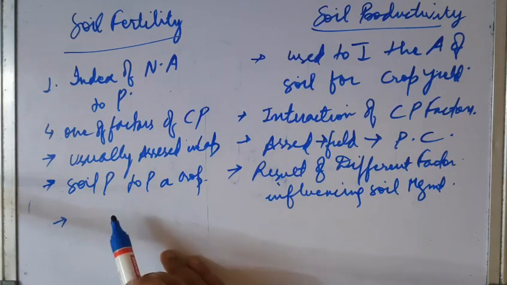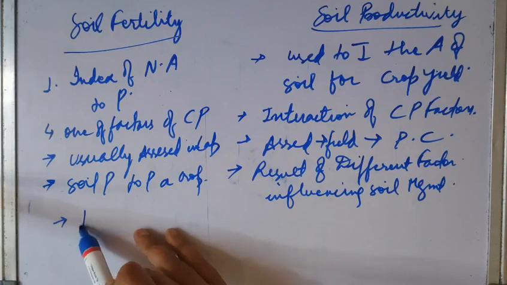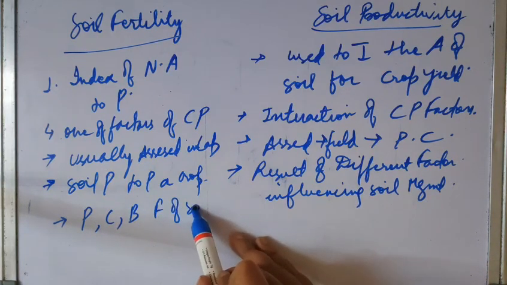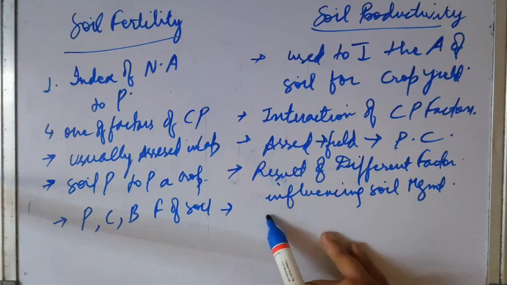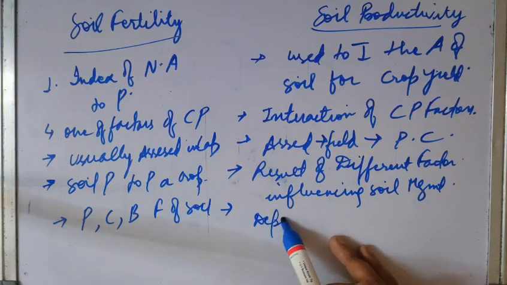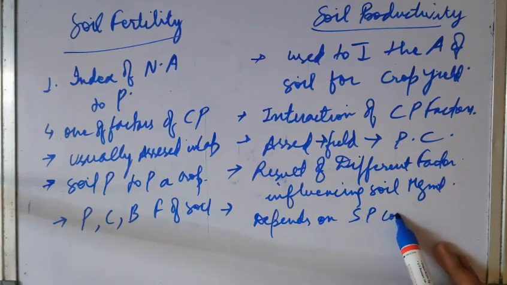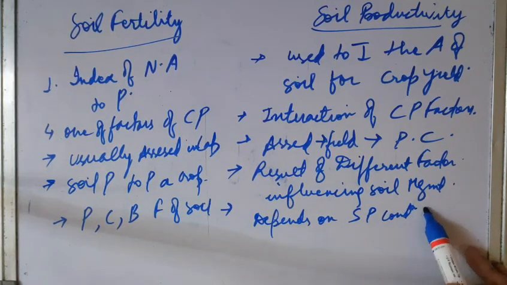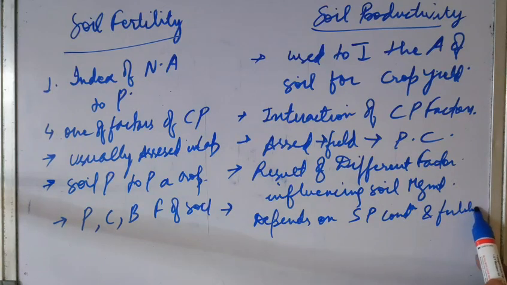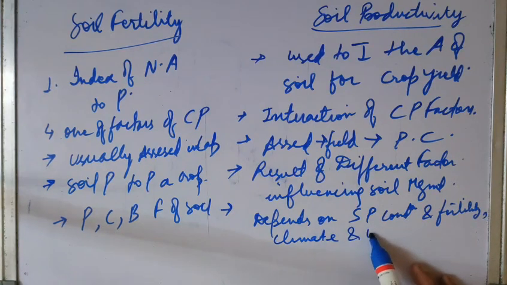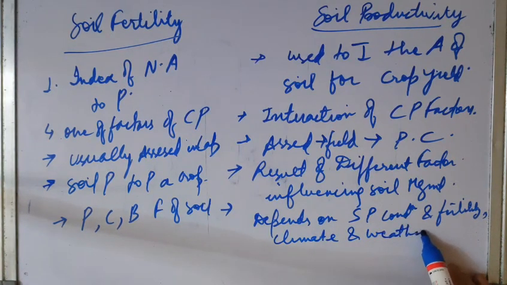Productivity depends on the physical, chemical and biological factors of soil. It depends on soil physical conditions, fertility, climate and weather, etc.